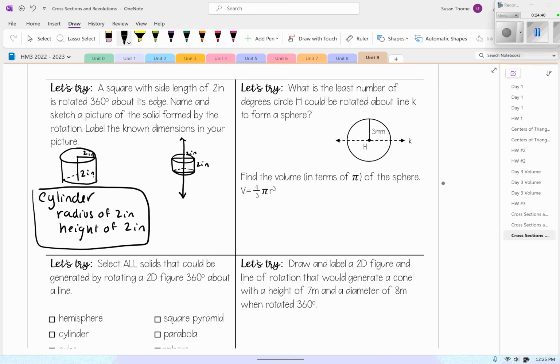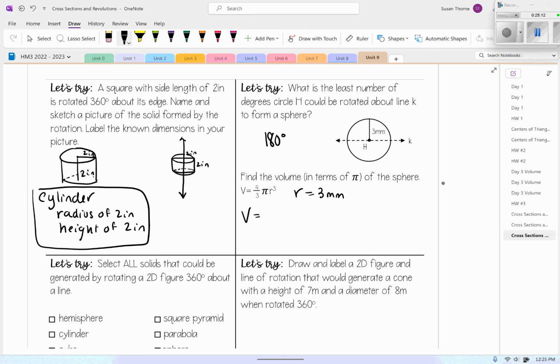What is the least number of degrees circle H could be rotated about line K to form a sphere? Since this is a full circle, if we rotate this 180 degrees, we would make a sphere. Then it says to find the volume in terms of pi of the sphere. For the volume in terms of pi, we first need to figure out the radius, which we can see from this picture is 3 millimeters.